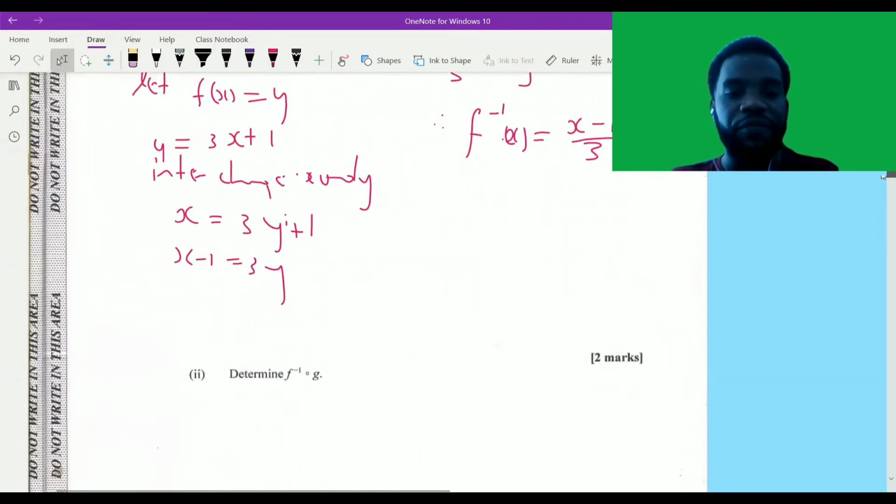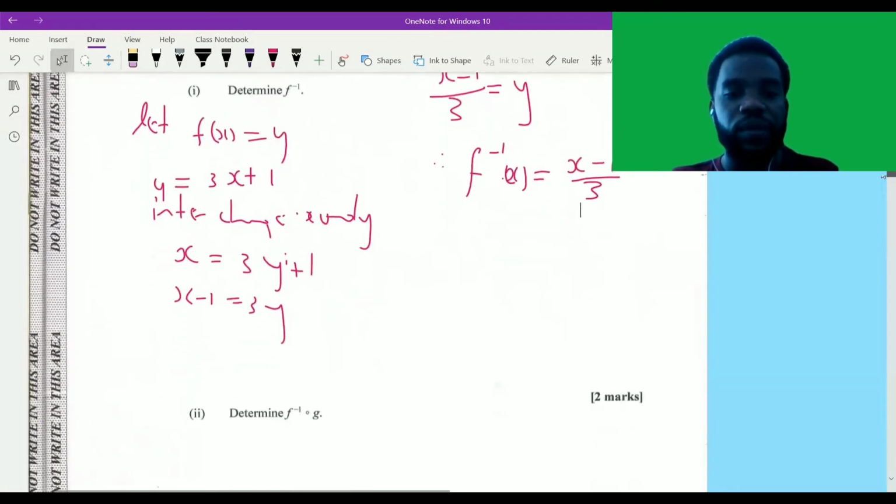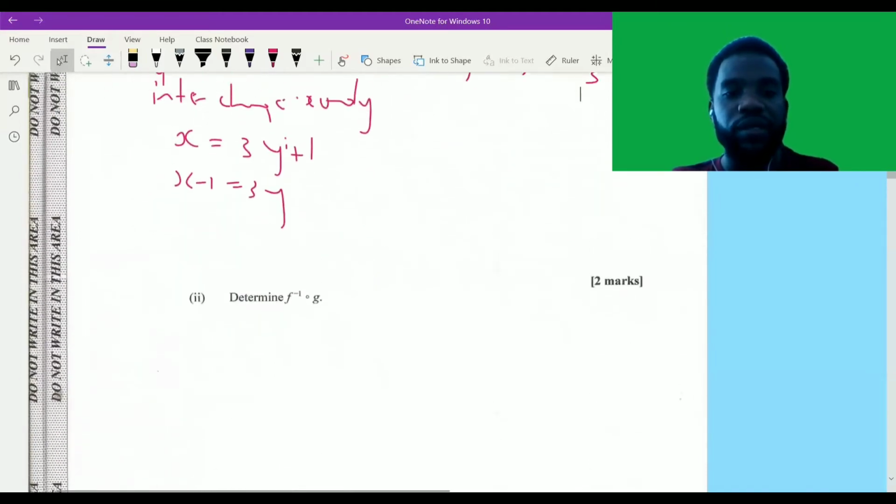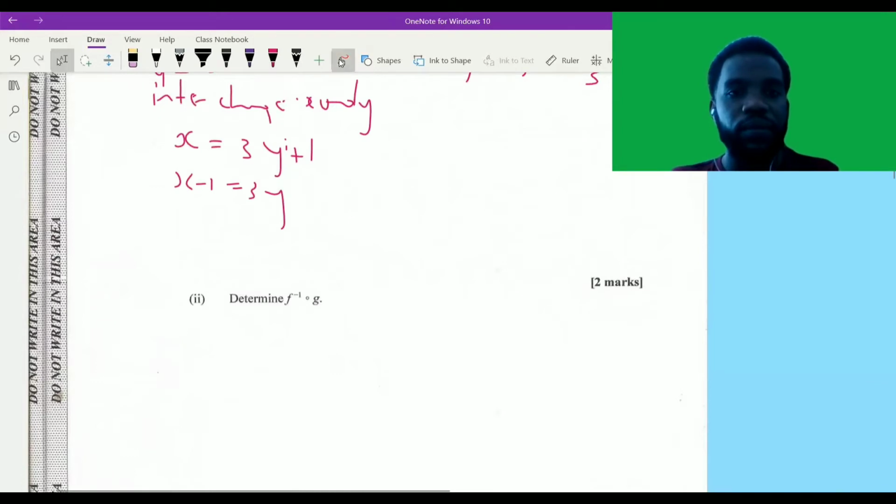Now, look at this. It says f inverse of g. The small o there means of. So, how does this work? What it means is that you're going to take your g function and you're going to plug it into f inverse in the place of x. So remember now, f inverse of x, which we just did up here, was equal to x minus 1 upon 3.